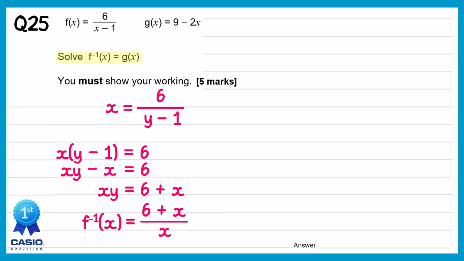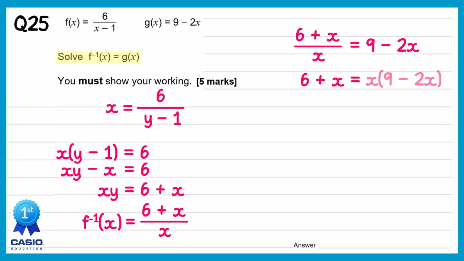We're now ready to solve the equation. So if it's inverse f of x, which is 6 plus x over x, equals g of x, which is given in the question, that's 9 minus 2x. To solve this, we'll multiply both sides by x first. That will cancel the x on the denominator on the left-hand side, so we have 6 plus x. And on the right-hand side, we'll need to multiply all of this by x. So we'll have x lots of 9 minus 2x.